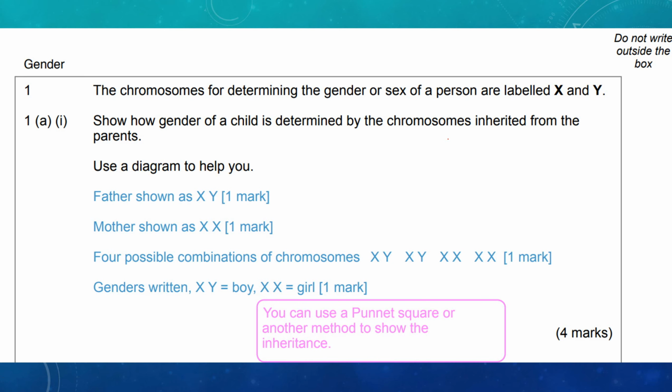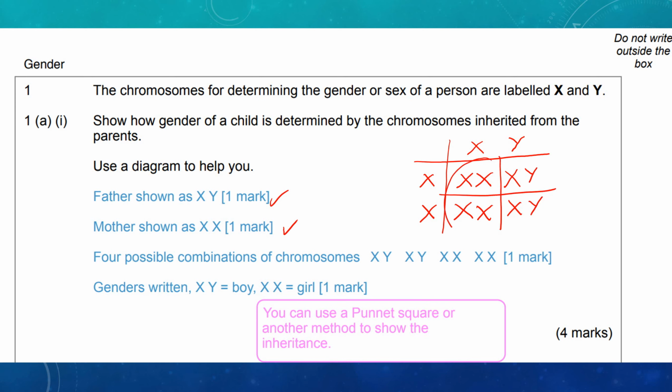So, in our Punnett square, if I draw it at the side here, you can show the father is XY and the mother is XX. So one mark for the father, one mark for the mother. And then the combinations, when we fill in the sperm and the egg joining together here, and the sperm and the egg joining together here, we can see clearly that we've got two out of the four are female, two out of the four are male. So genders are written XY as boys and XX as girls or female. So there's four marks and you can see where the four marks come from.